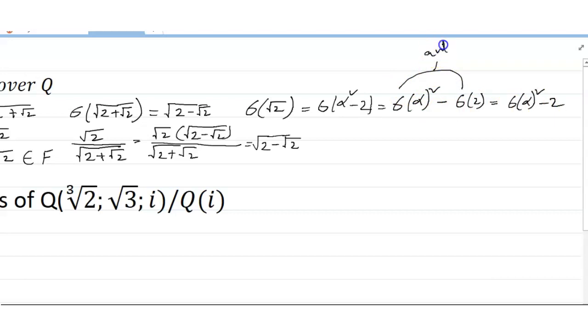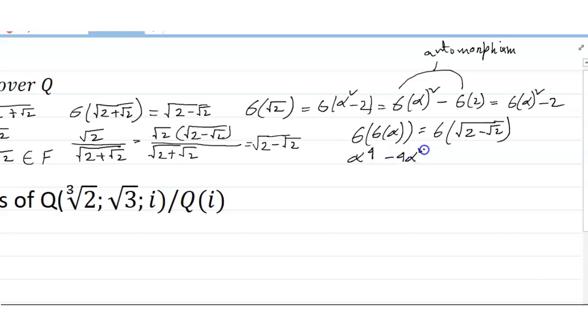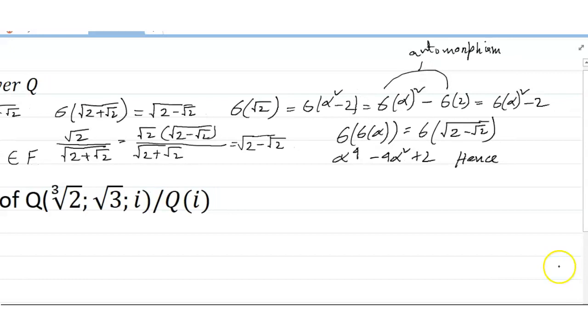as it is an automorphism. So friends, sigma of alpha square minus 2 equals minus alpha square minus 2, and sigma alpha equals root over 2 minus root over 2, and our polynomial is alpha to the power 4 minus 4 alpha square plus 2. So hence the order is 4, equal to the Galois group.